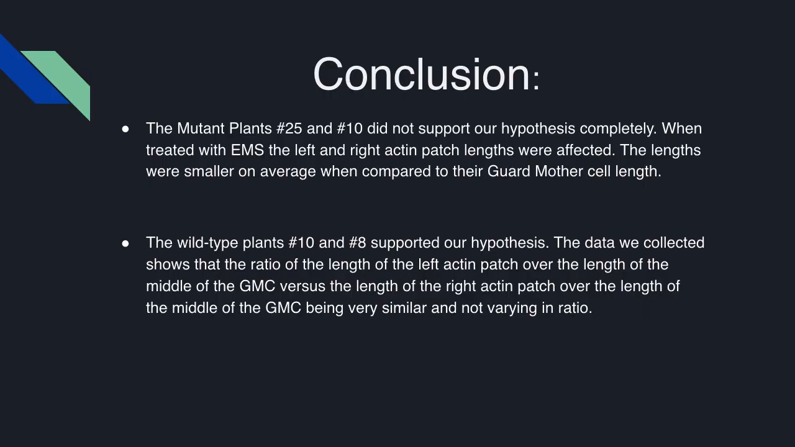The mutant plants number 25 and number 10 did not support our hypothesis completely. When treated with EMS, the left and right actin patch lengths were affected. The lengths were smaller on average when compared to their guard mother cell length. The wild type plants number 10 and number 8 supported our hypothesis. The data we collected shows that the ratio of the length of the left actin patch over the length of the middle of the guard mother cell versus the length of the right actin patch over the length of the middle of the guard mother cell are very similar and not varying in ratio.